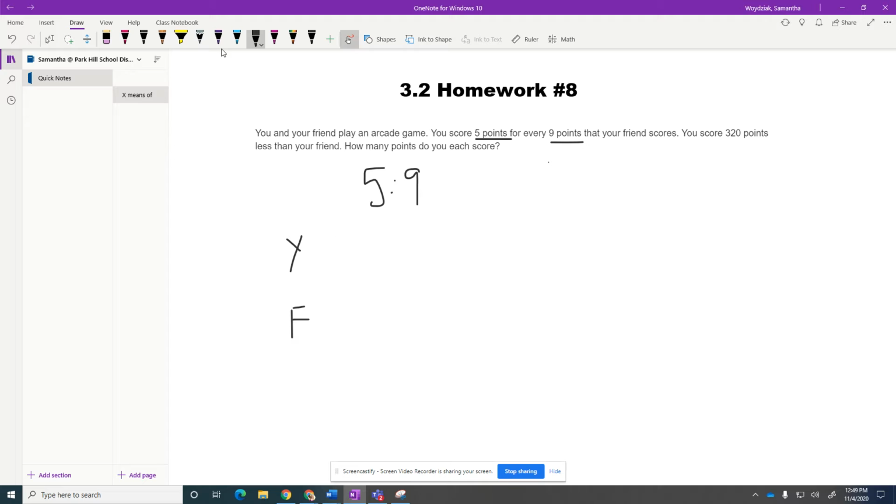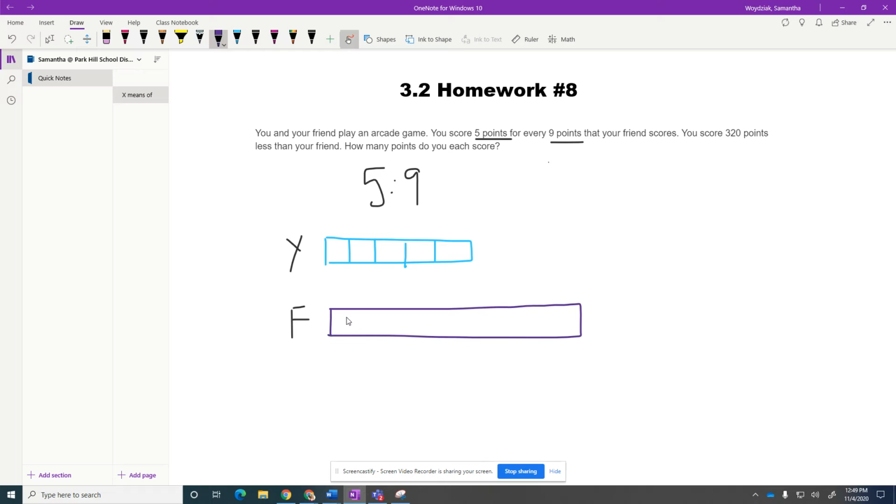All right, so I'm going to go ahead and draw a tape diagram. So you get 5 points. So I'll split that up. 1, 2, 3, 4. And for every 5, your friend gets 9. So I'm going to try to split this up pretty evenly. All right, so I can see I have 5 pieces to my tape diagram here and 9 pieces here.